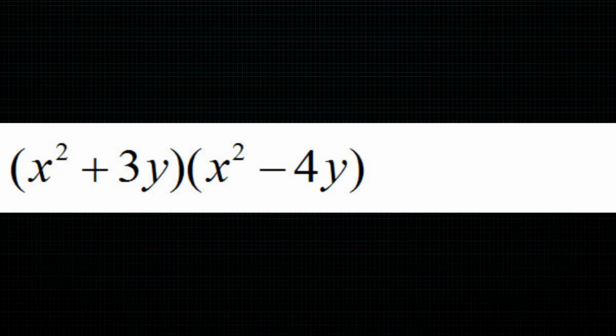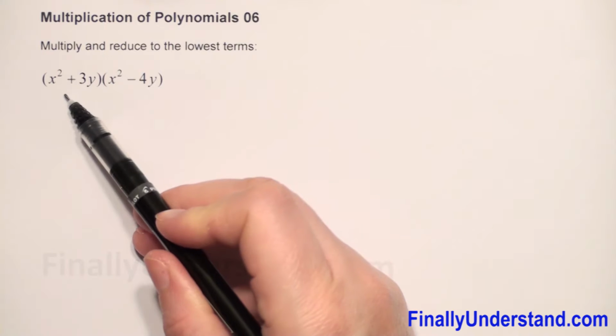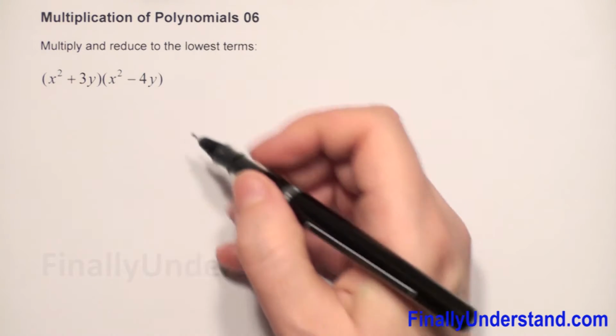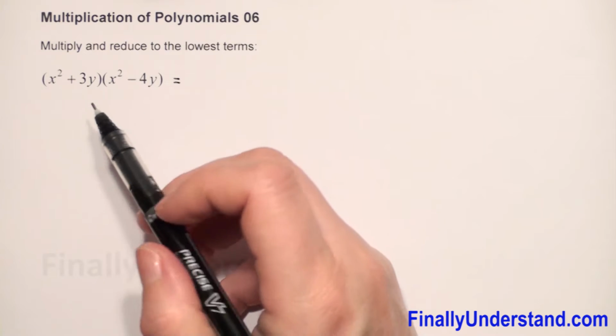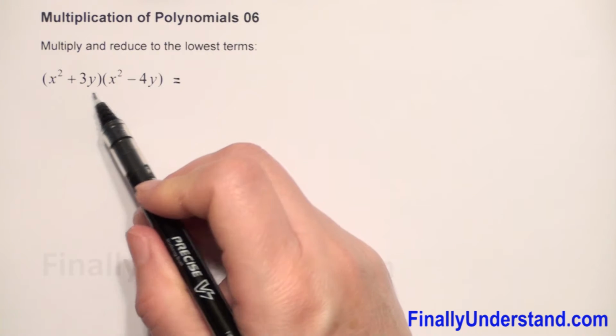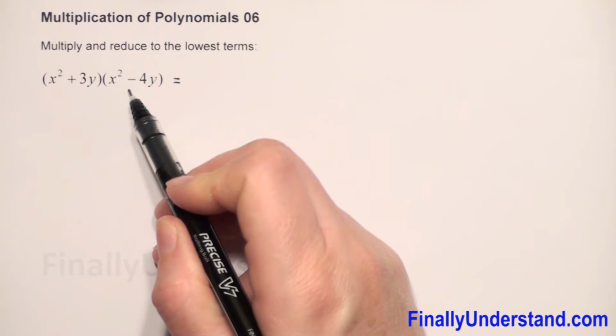We have multiplication of two binomials. Why? Because we have two terms in the first parenthesis and two terms in the second parenthesis. So how do we have to do this? We have to multiply every term in the first parenthesis by every term in the second parenthesis.